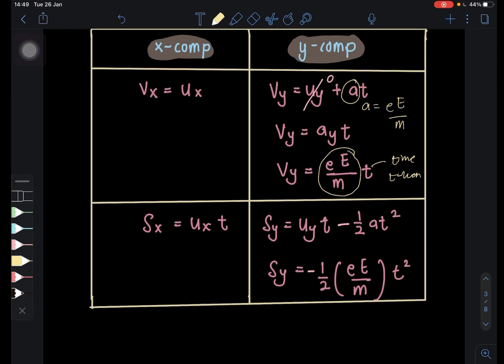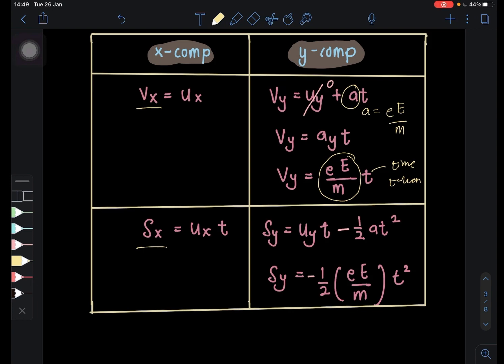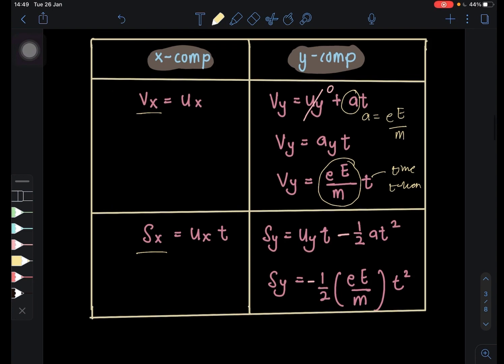Okay, for displacement, so that was velocity. Now for displacement, the x component is still the same, as sx is equal to uxt. But for the y component, we are going to use this formula, which is sy is equal to uyt minus 1 over 2 at square, where uy here is zero, so we're left with sy is equal to negative 1 over 2 at square.